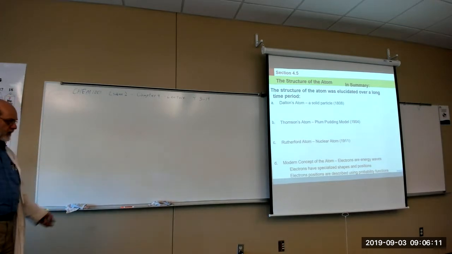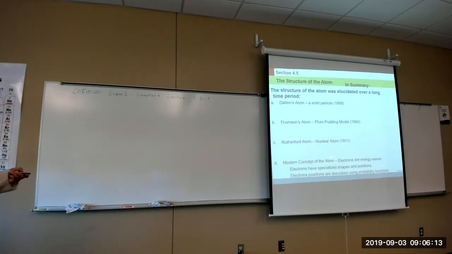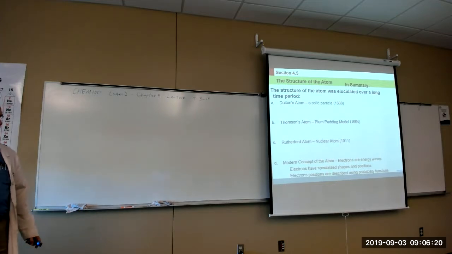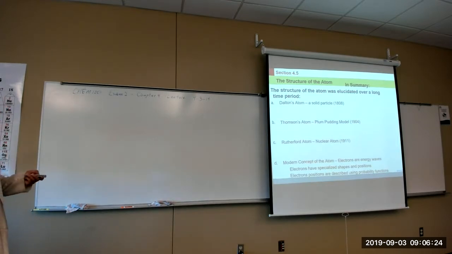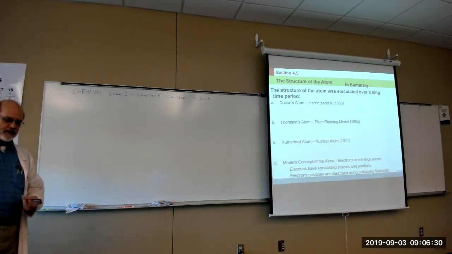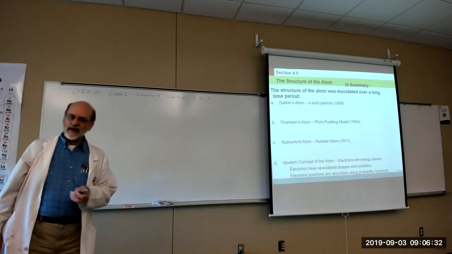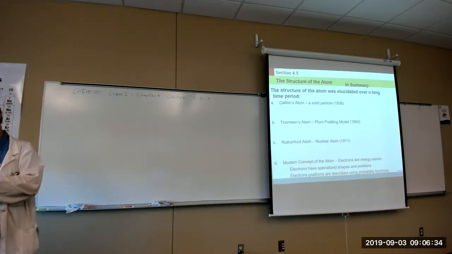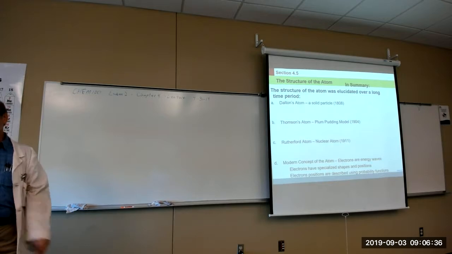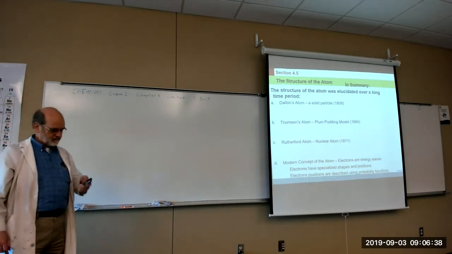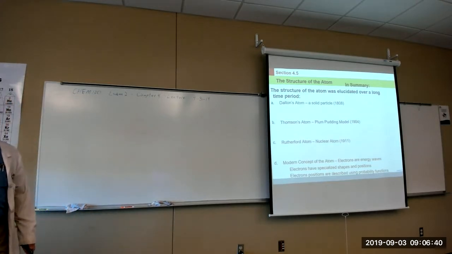So we needed a new theory. The modern concept of the atom says electrons are actually energy waves that are out here around the atom. But they can also be treated as particles sometimes. So that's the problem with that duality concept. Sometimes you have to treat them as waves, and sometimes you have to treat them as particles. Okay. We haven't been able to resolve that one yet.